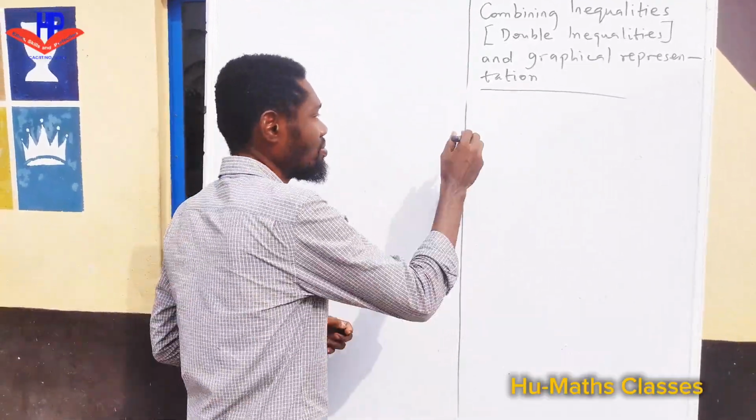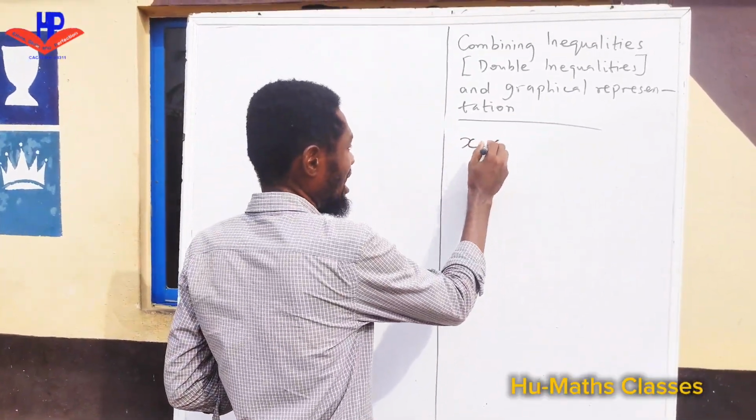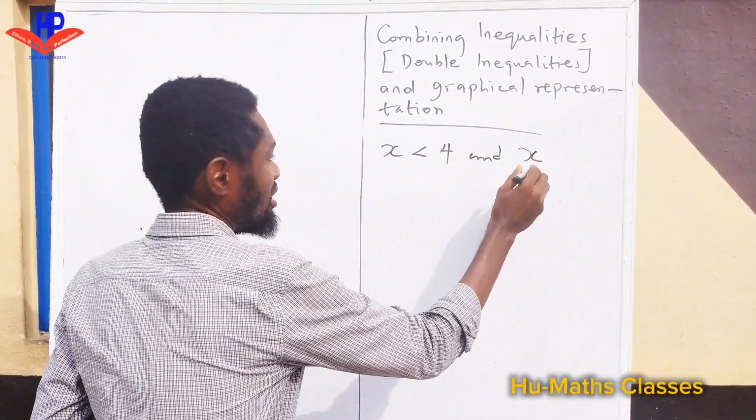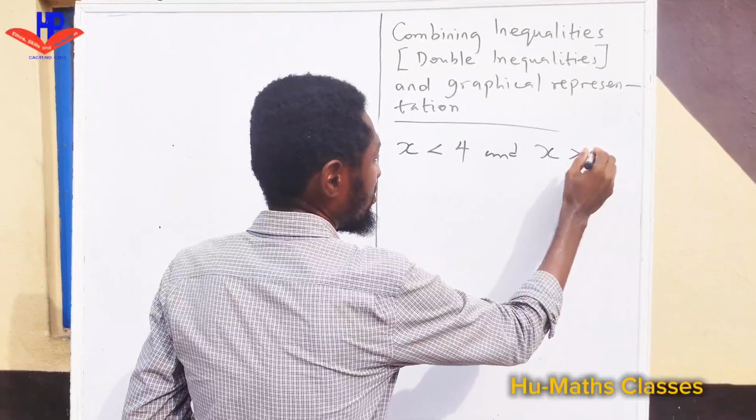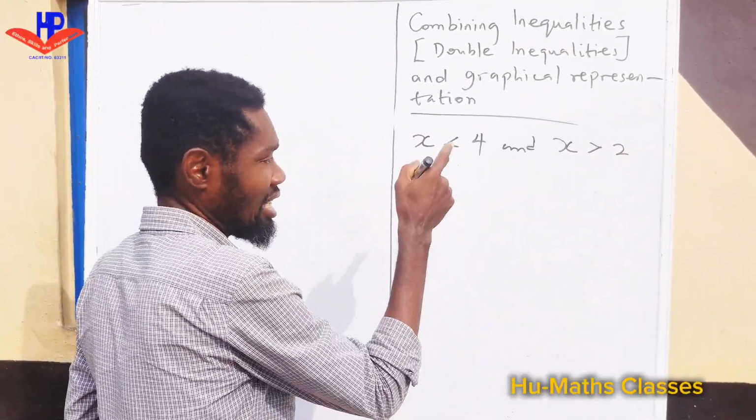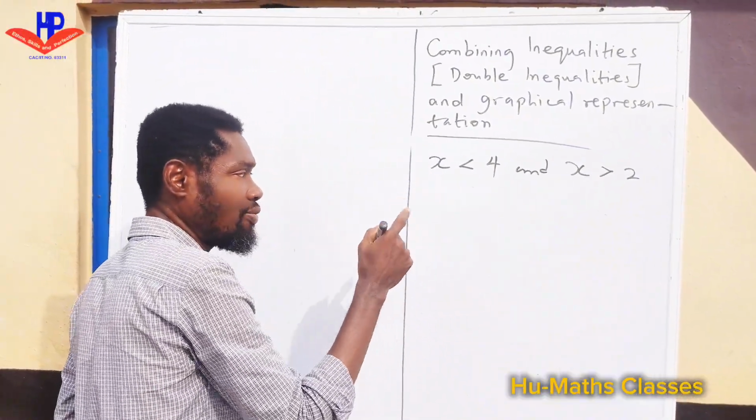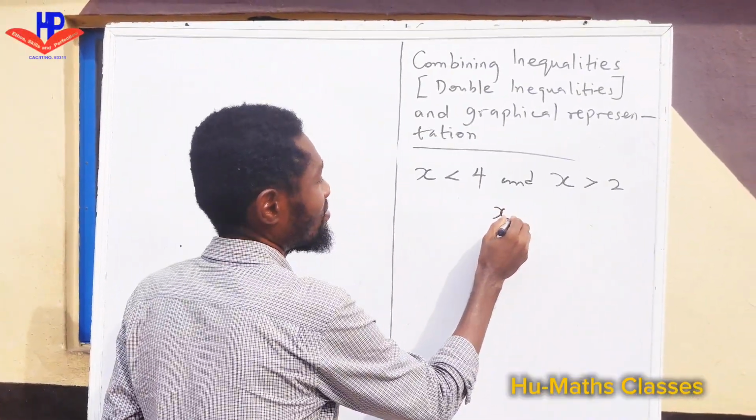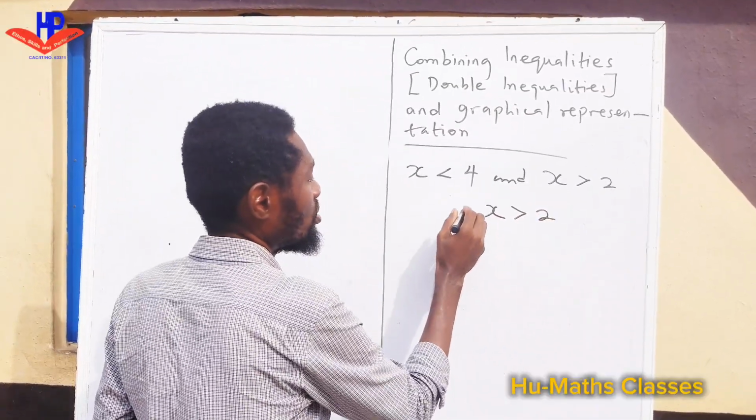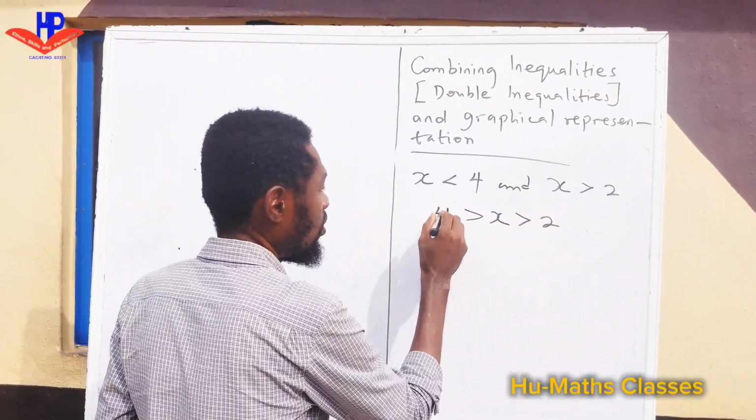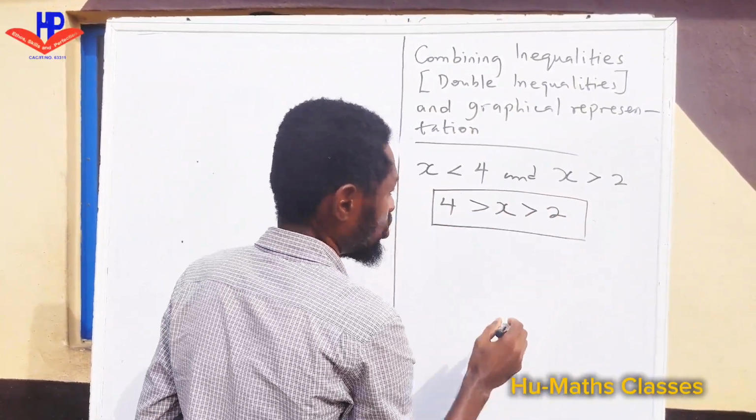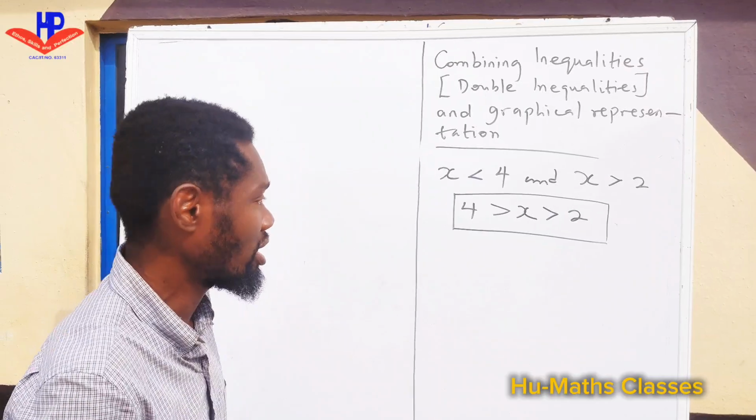For example, we have x is less than 4 and also x is greater than 2. In the combined form, it will be x greater than 2, less than 4. This will be the combined form of the two different inequalities.